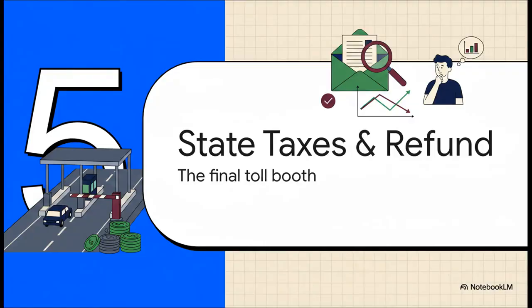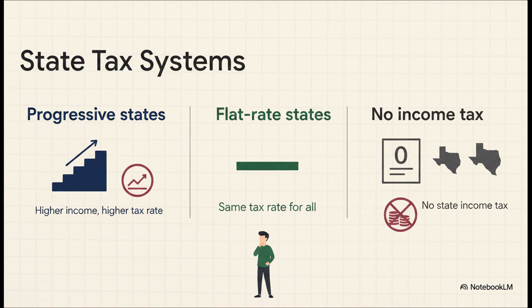And finally, Section 5, State Taxes and Your Refund. So, we've successfully tackled the federal side of things. Now let's hit that final toll booth on your paycheck, state taxes, and let's discover what actually happens at the end of the year when you file your return. On top of federal taxes, most states collect their own separate income tax, and honestly, the rules are wildly different depending on exactly where you live.